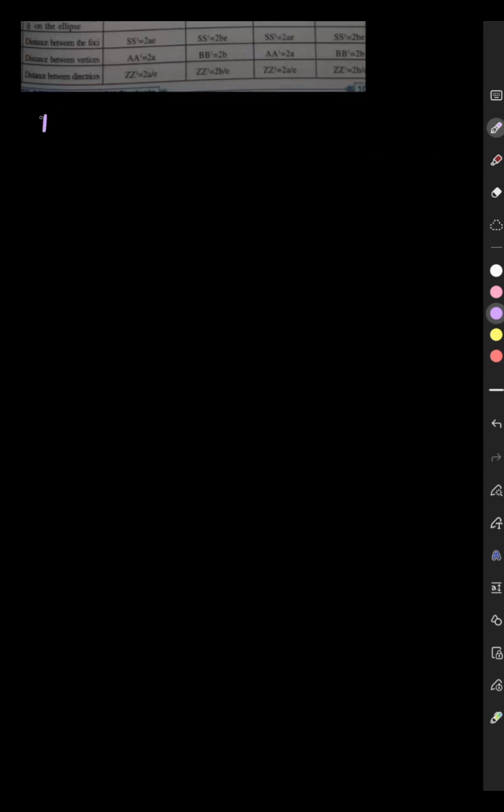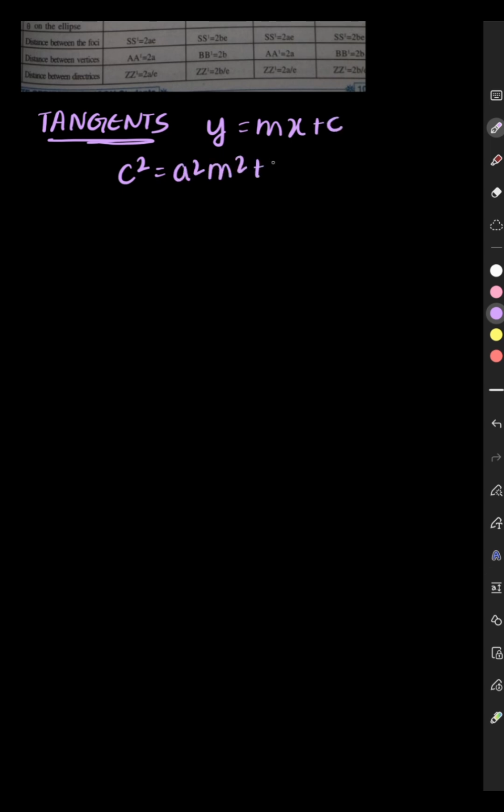Next, let's talk about tangents. So although tangents is deleted in ellipse, parabola and hyperbola, I just really think it's better to do a brief portion. So the condition for tangency in an ellipse, when we are assuming a line y equals mx plus c, is c square equals a square m square plus b square. So the line is going to be y equals mx plus or minus root a square m square plus b square.